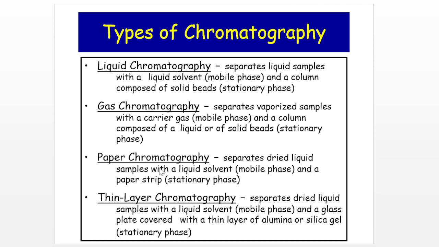Paper chromatography separates dried liquid samples with a liquid solvent mobile phase and a paper strip stationary phase. Thin layer chromatography separates dried liquid samples with a liquid solvent mobile phase and a glass plate covered with a thin layer of alumina or silica gel stationary phase.